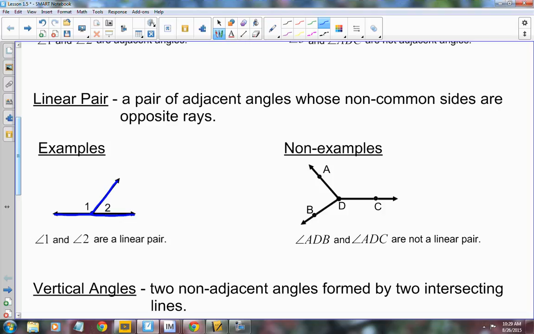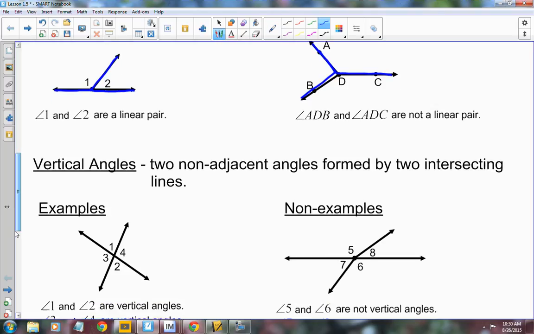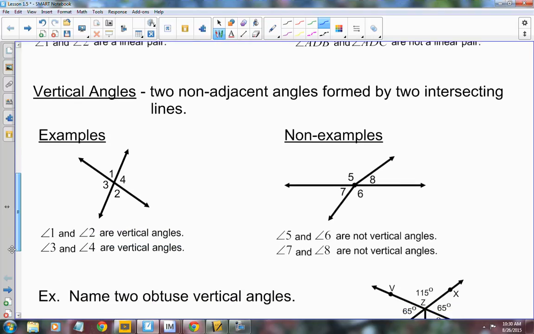These are not a linear pair. If we look at ADB, which is this angle here, and we look at ABC, which is this angle here, they're adjacent, yes, because they share the vertex and the side, but the side they don't share does not make a straight line, so they are not a linear pair. They're just adjacent, okay? All right, we're going to talk more about some properties of linear pairs in just a minute. Then we have vertical angles.